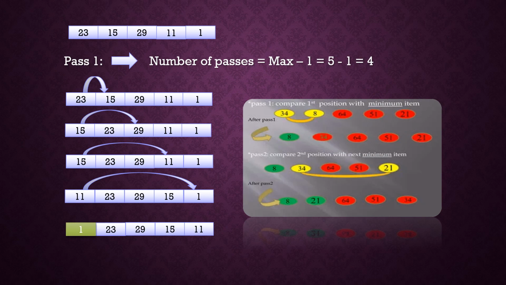And in the third step, we will follow the same procedure. In this step, we compare 15 with 11, and we know that 15 is greater than 11. That's why we will change their positions with each other. And now we will compare the first element with the last element. We will compare 11 with 1, and we know that 1 is smaller than 11, so we will swap their positions with each other.